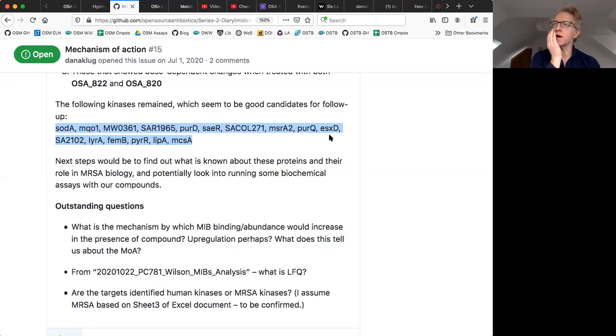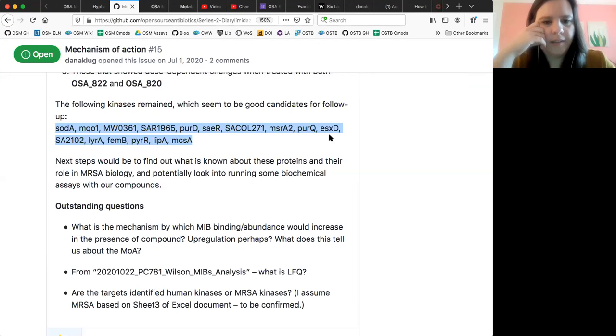Yeah. Okay. So I assume that this is all MRSA. I think it is, because there's a sheet in their Excel document that has the species in there. But it would be nice to get that confirmed by them, so we're not wondering. And then I think we need to find out what's known about these targets and whether it's reasonable to expect that that would be the mechanism.